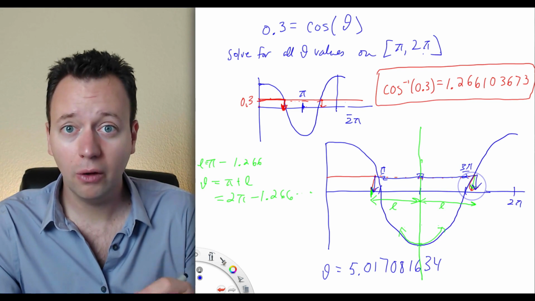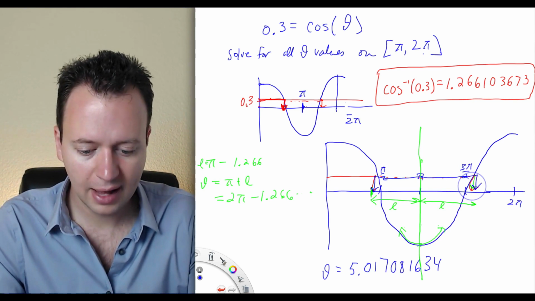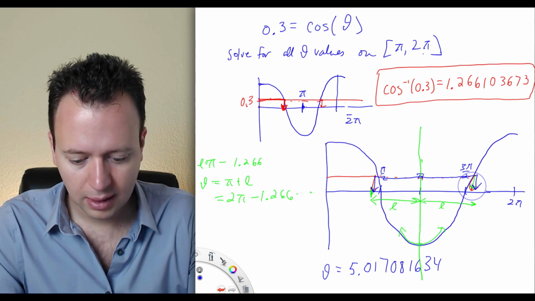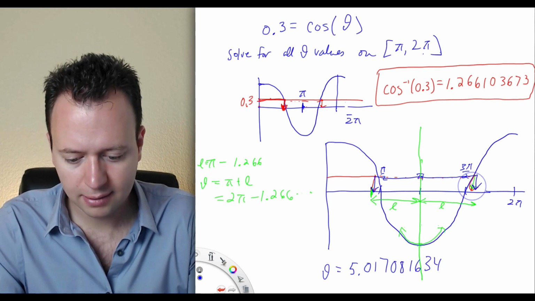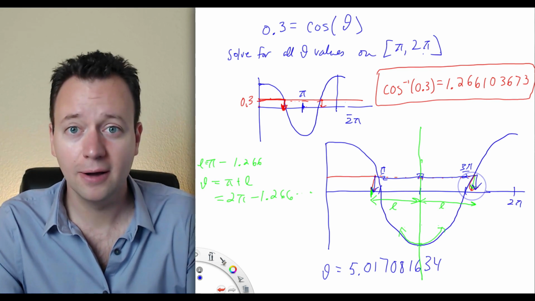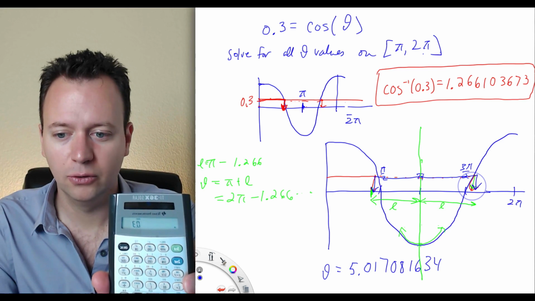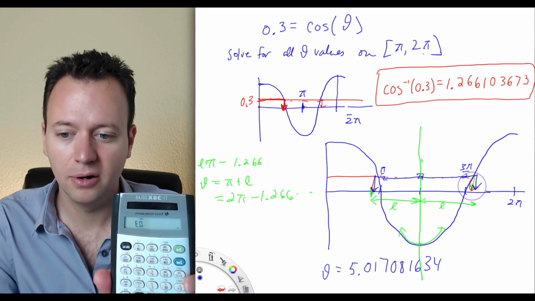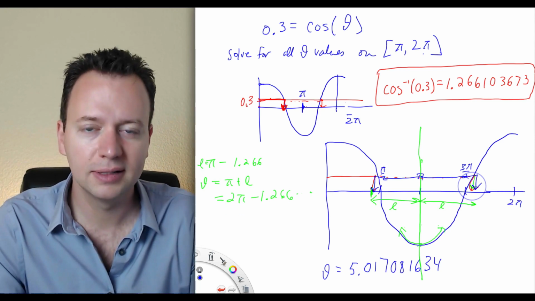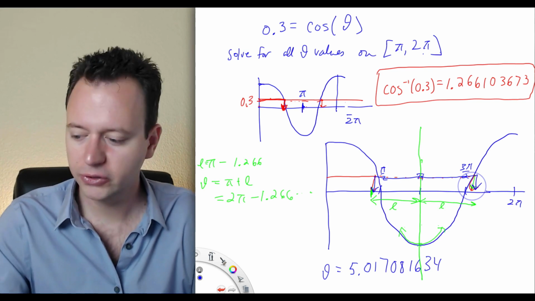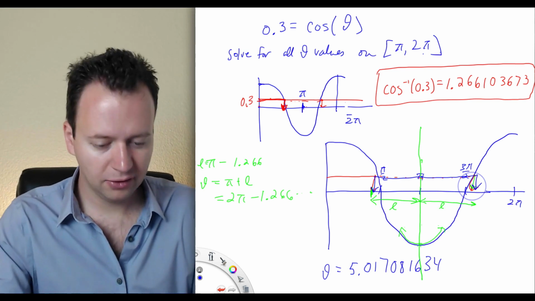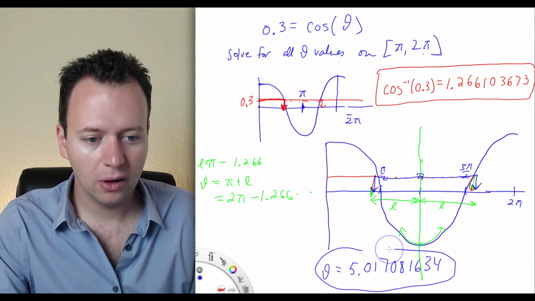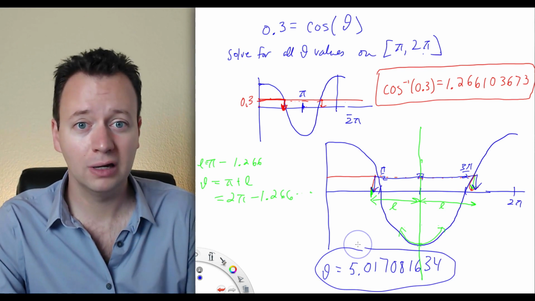And now we can always check our answers. So that's the theta value. Now let's just hit the cosine function on it. And what do you know? 0.3. That appears to be backwards, but it's 0.3. That's the value of theta that we're looking for on our given domain.